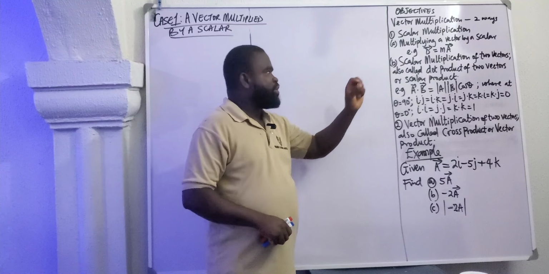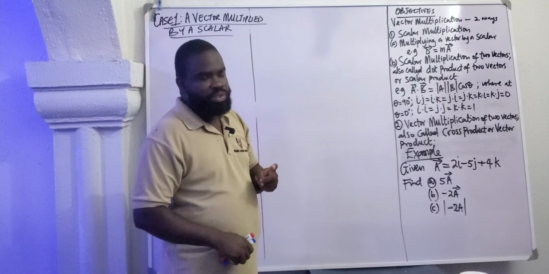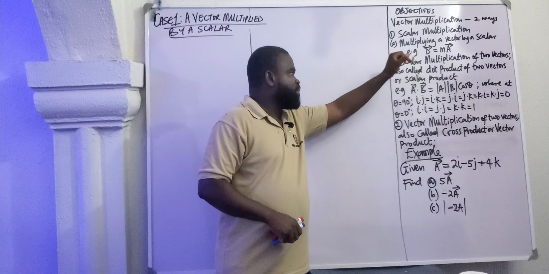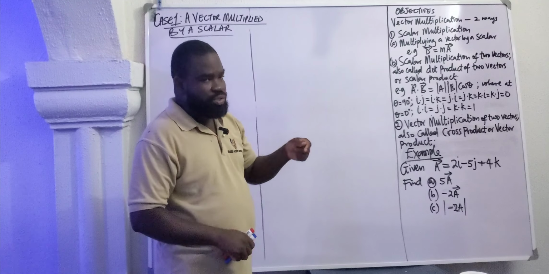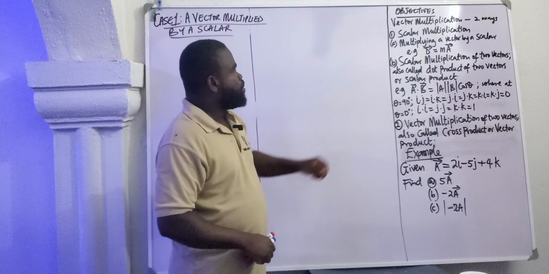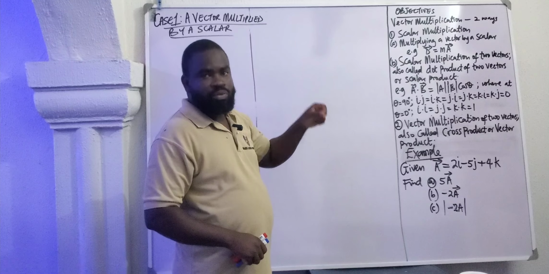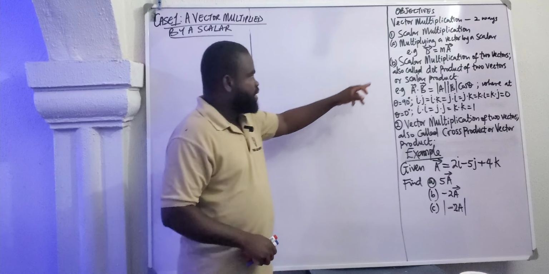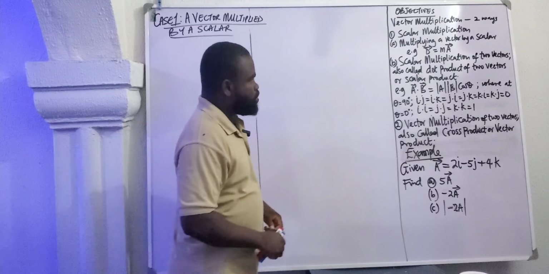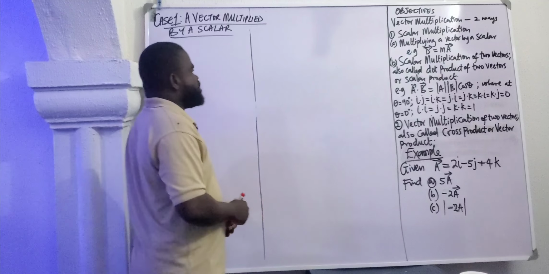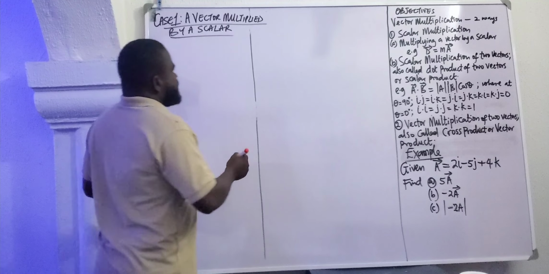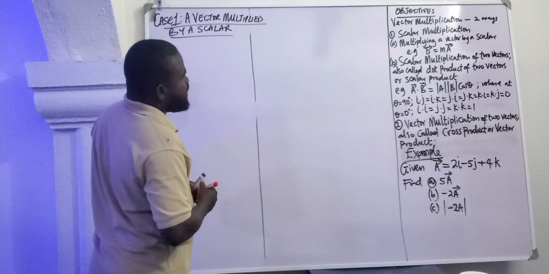In scalar multiplication of vectors, it can be achieved in two ways. One, multiplying a vector by a scalar quantity, which gives us a new vector. Two, multiplying two vectors to give us a scalar quantity. We call that scalar multiplication or dot product of the two vectors. Let's consider this as case 1 and this as case 2. This will be case 3 in a subsequent class. Let's take the first one, case 1, a vector multiplied by a scalar.